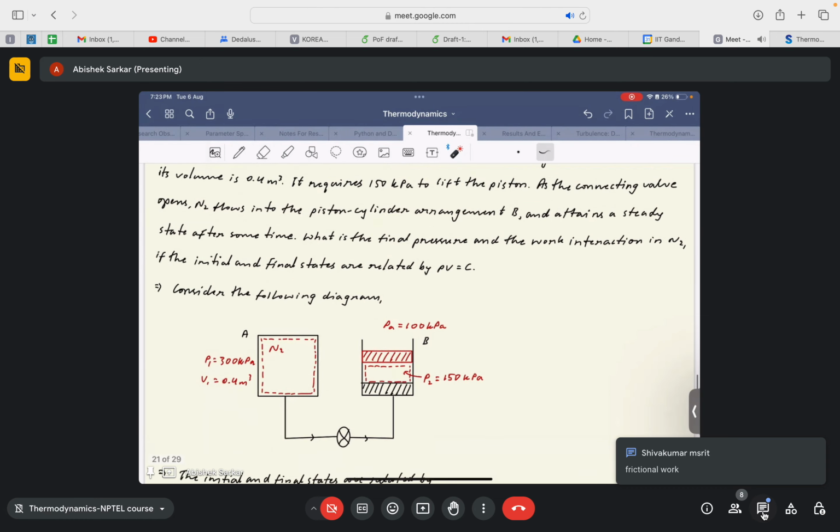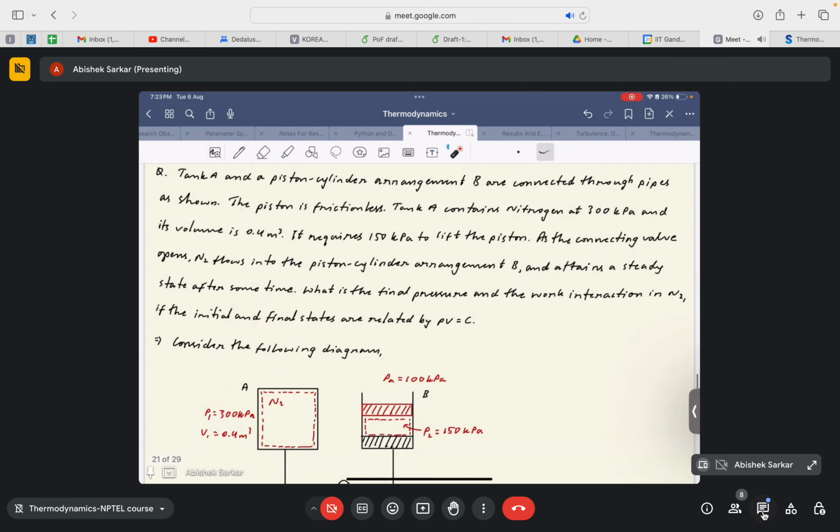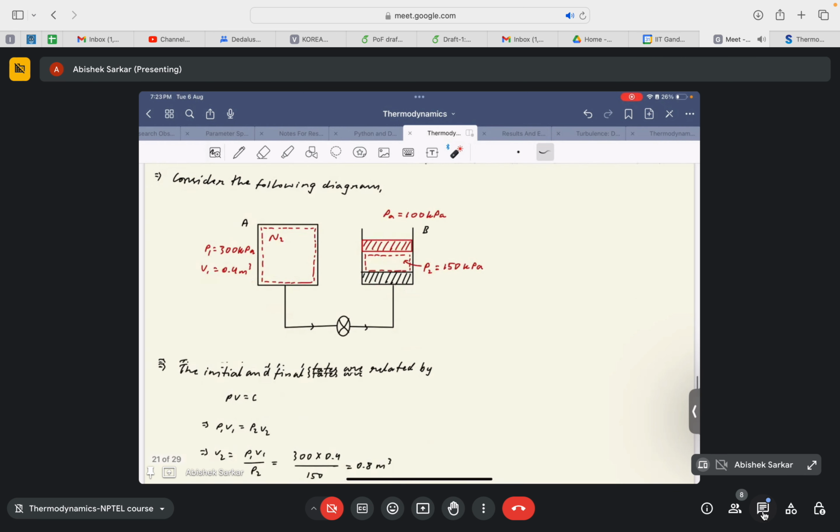Not exactly frictional work, because it is saying that the piston is frictionless, but you are in the right direction. It's basically the work done on lifting the piston to achieve that enclosed volume within the piston cylinder mechanism, right? So there is a gravitational work done, right?